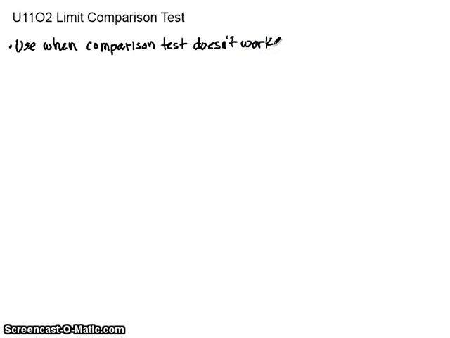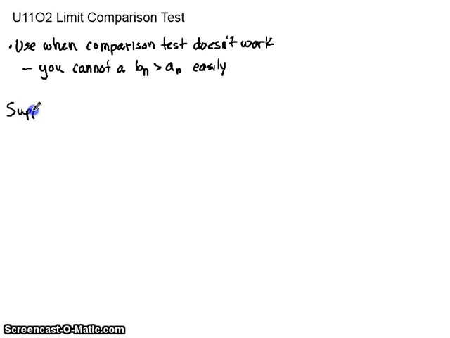And you can actually use this in place of the comparison test, but the comparison test is a little bit quicker when you're allowed to use it. So what I mean by when the comparison test doesn't work, that's when we cannot find a b of n that's greater than a of n easily. So sometimes you're going to easily be able to find a b of n that's going to be greater than a of n all the time, but sometimes you're not going to. So here's what the limit comparison test says.